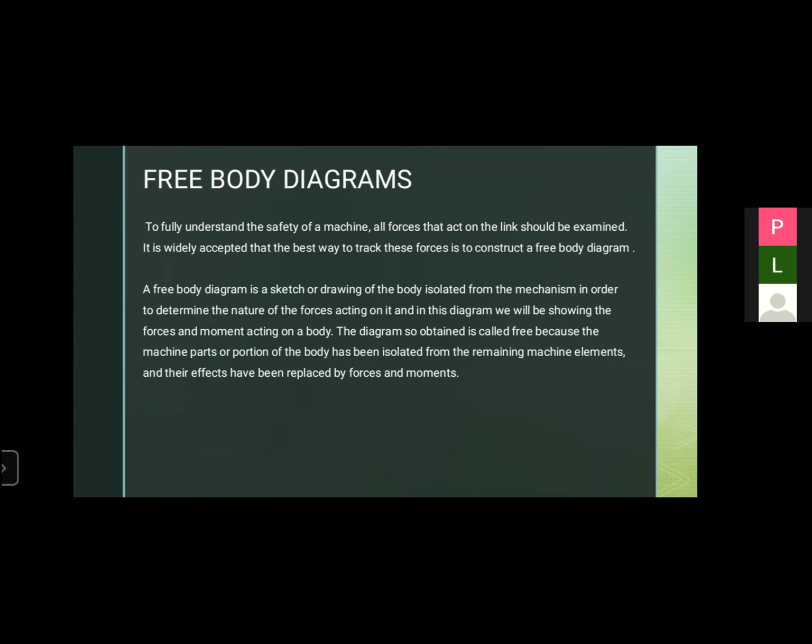If you consider a mechanism, there will be several links present in the mechanism. So when you're drawing a free body diagram for a particular link, only that link is examined, and the several forces that are acting on the link and the moments and torques will be represented using arrow marks and other symbols in a free body diagram for our convenience.